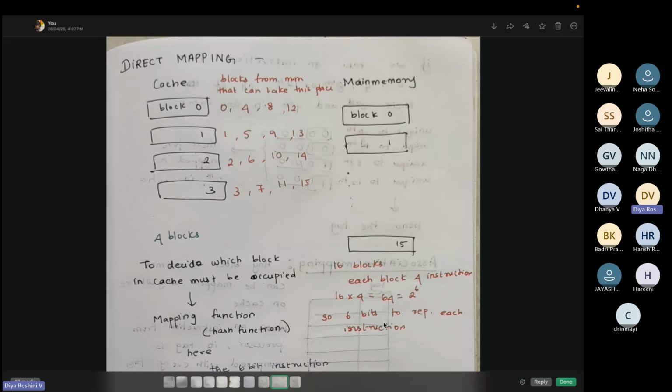Guys, please, someone please unmute. I cannot switch my window. Yes, clear. Okay. Um, so yeah, so it has 6 bits.